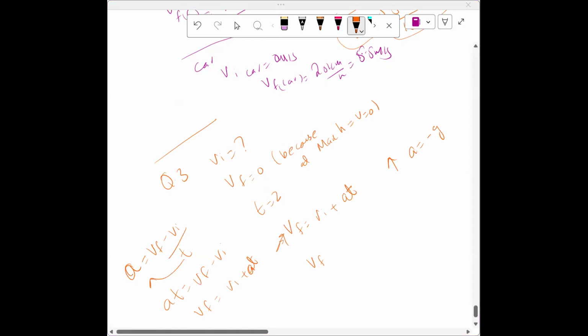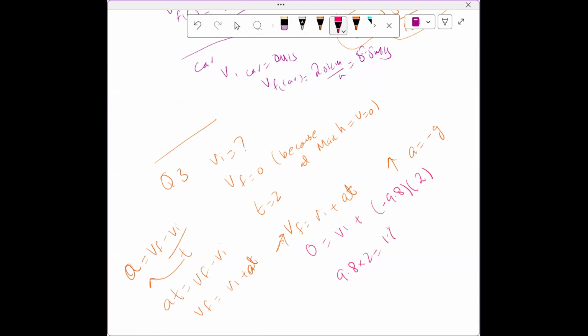So initial velocity we need to calculate. Final velocity is 0, because at maximum height what will the velocity be? 0. So 0 is equal to initial plus, in place of A, minus 9.8, and time was 2 seconds. I'll add it on the other side. So 9.8 into 2 is 19.6. So initial velocity would be 19.6 meters per second. Do you get this one? Yeah, I understand.